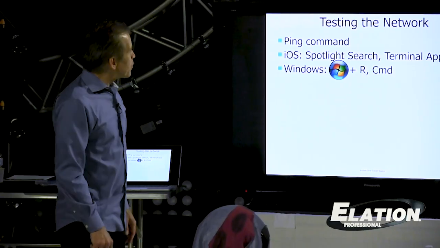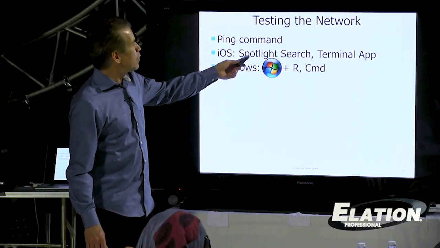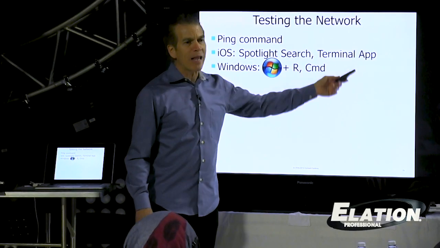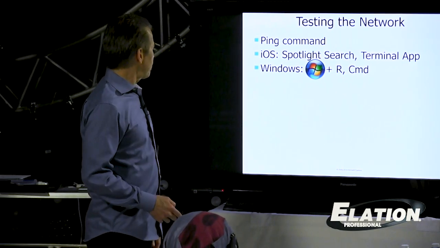So in Windows, to run a ping command, you would hold the Windows button down, press R to open the window, and type in CMD for command. In iOS, you do a Spotlight search, you type in Terminal app, and that will open up that DOS prompt.